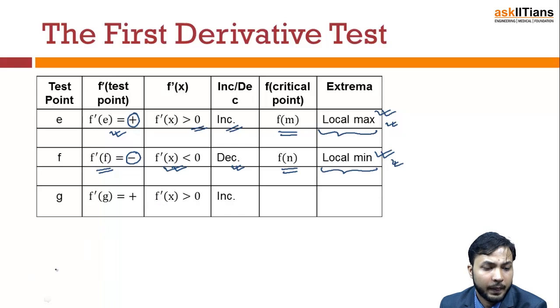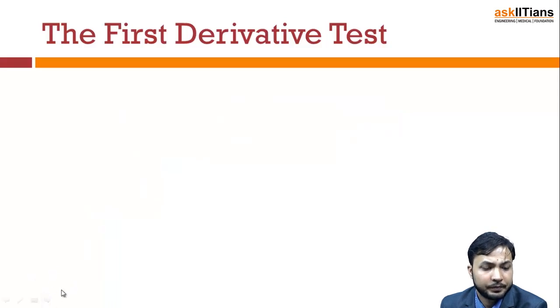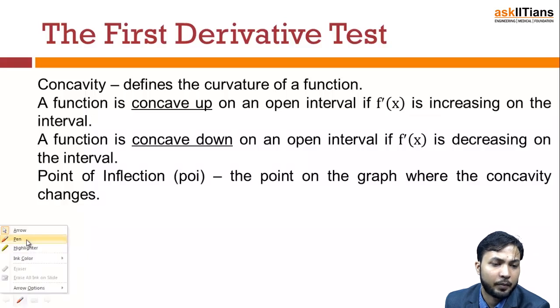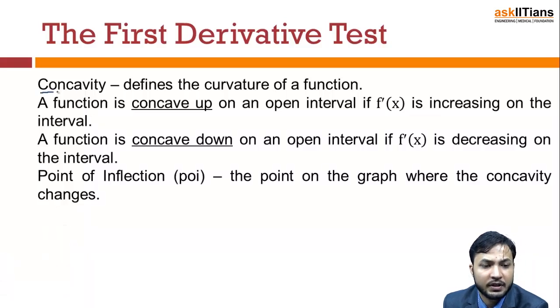Now, moving on, this is another part of the test. Based on our graph, we had an upward graph like this, and then we had a downwards graph. Based on that, I have a property called the concavity. It defines basically the curvature of the functions, just as I told you.